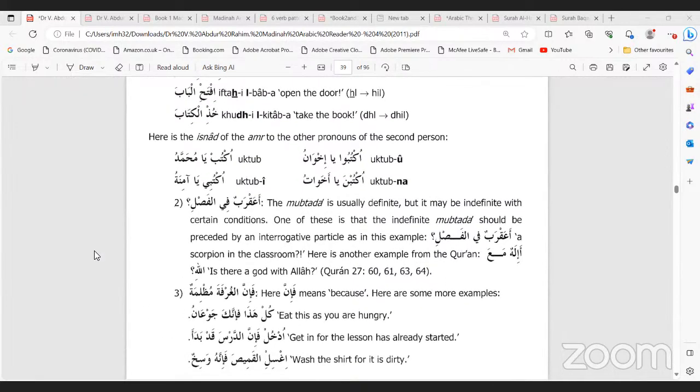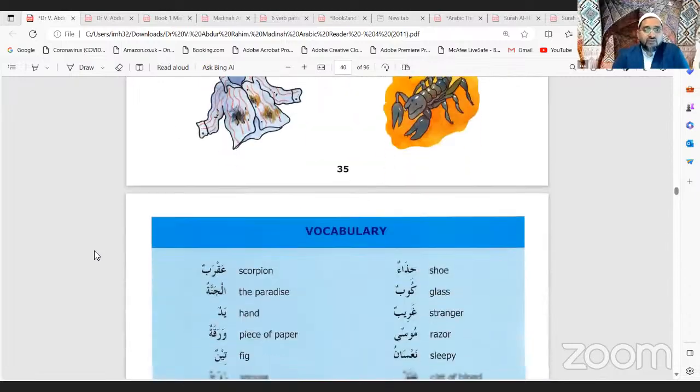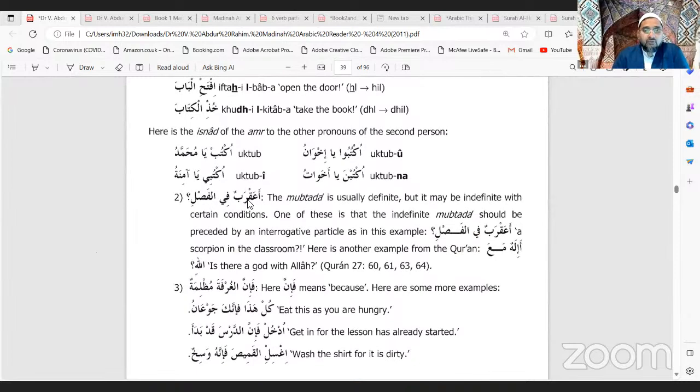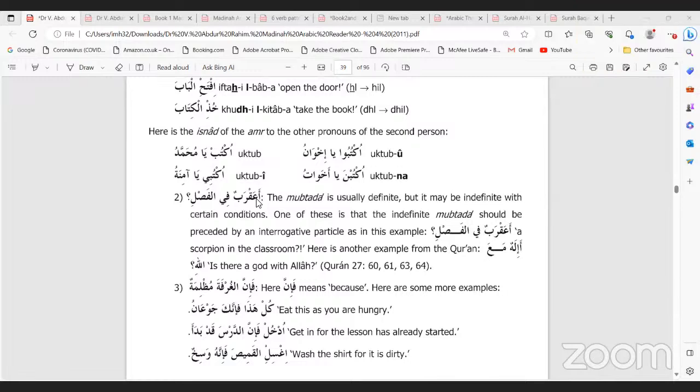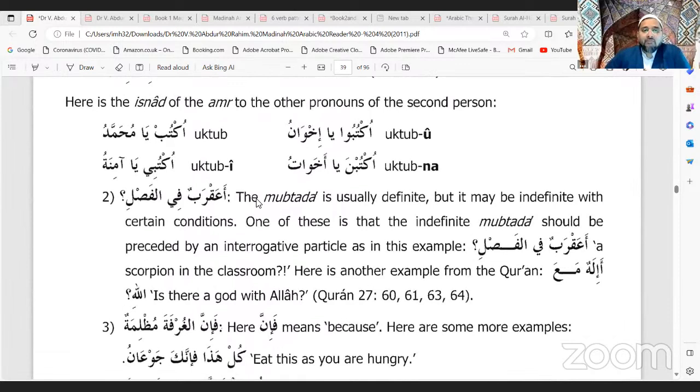Akrabu fil fasli. So basically what's happening here is that the word akrab, does it have a definite article? Is there alif lam with the word akrab? No, there is no alif lam. Exactly.